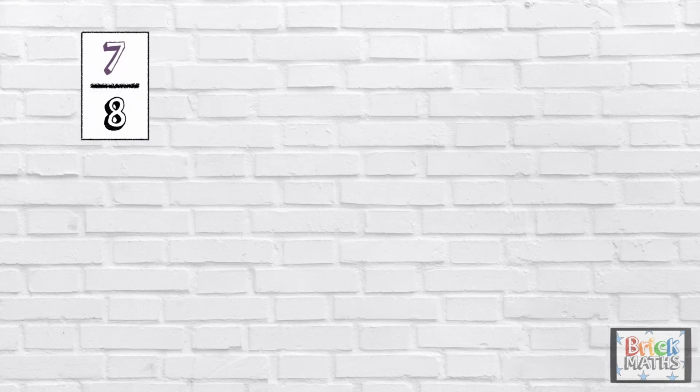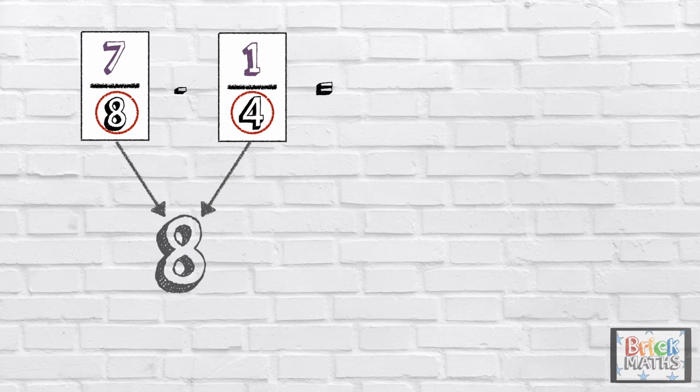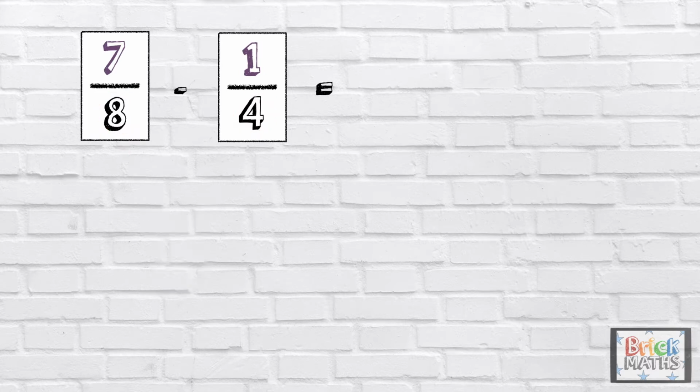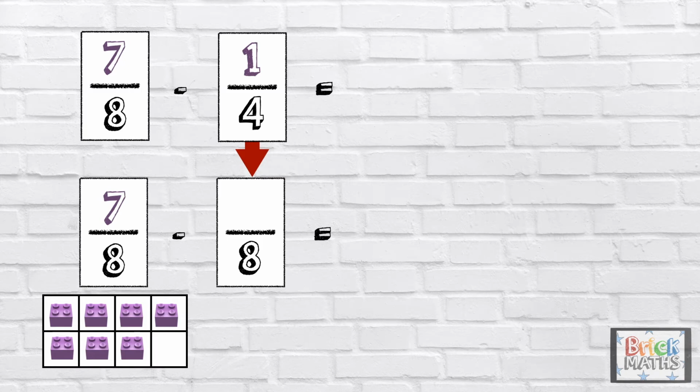Here is a calculation. 7/8 take away 1/4. You can only add or subtract fractions with the same denominator. If the denominators are different, we need to find a common denominator. 8 is the common denominator, as it can be divided by 8 and it can be divided by 4. So we need to find an equivalent fraction for 1/4 with 8 as its denominator. We multiply 4 by 2 to get 8.